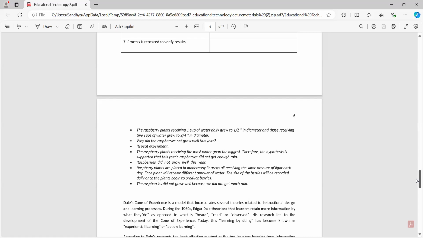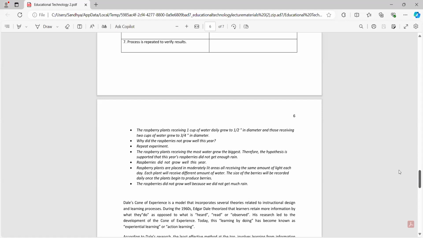Okay, so you think because there is no rain, the raspberries did not grow. You have to actually take water as a kind of independent variable there. Okay, so the size of the berries will be recorded daily once the plants begin to produce berries. The experiment is about how the factor water affects them.